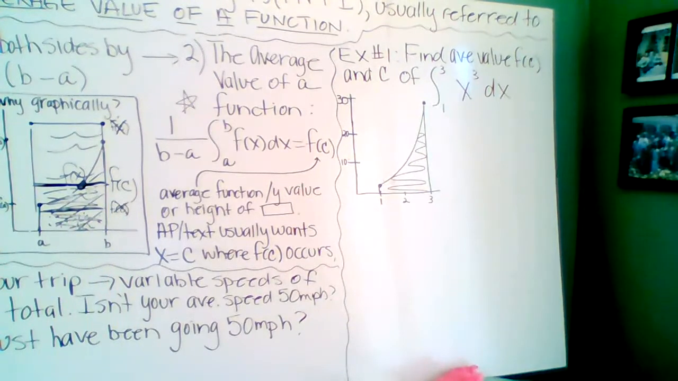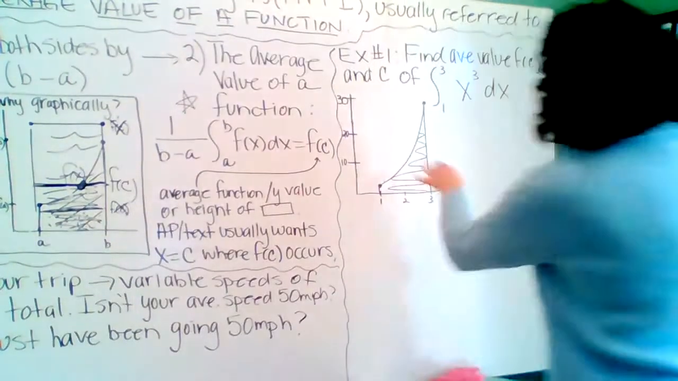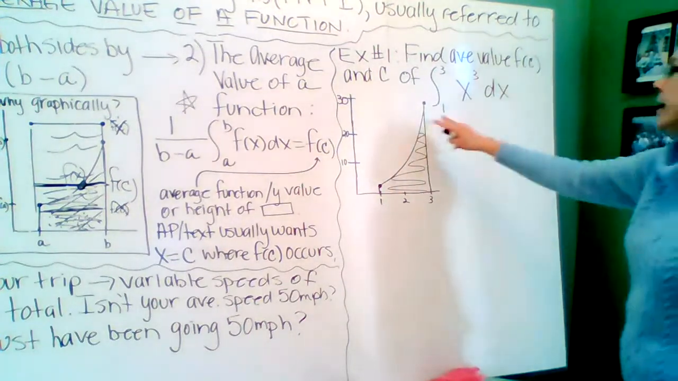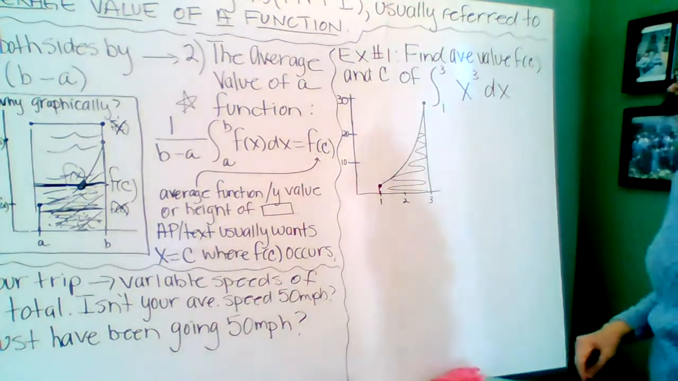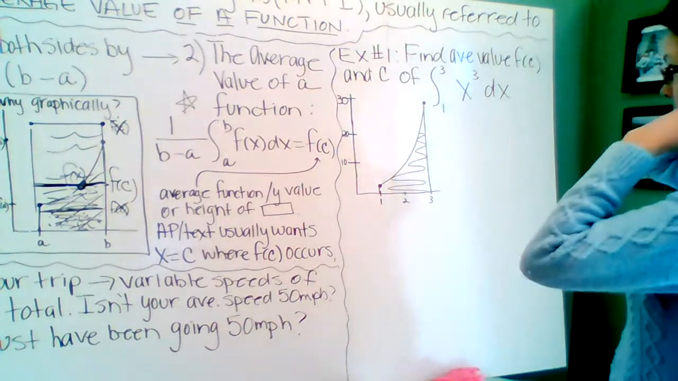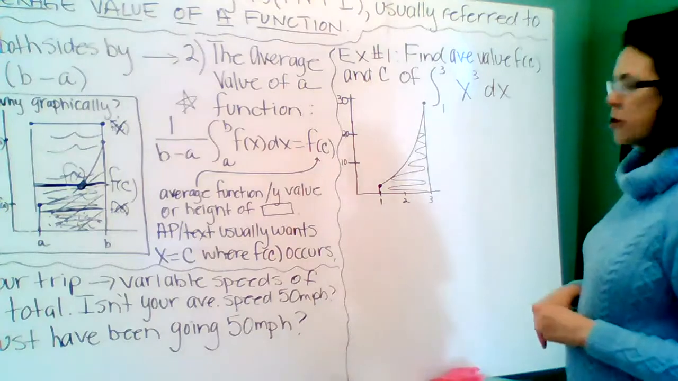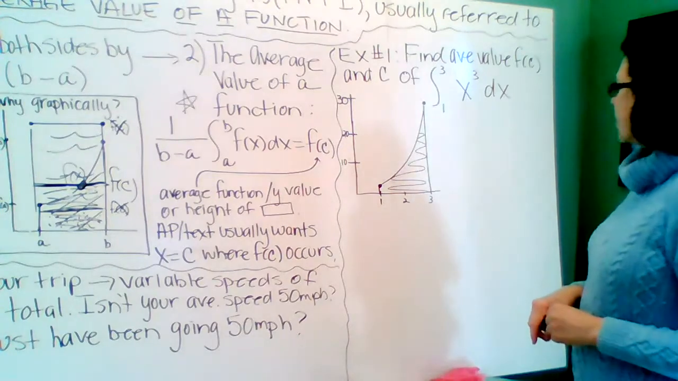All right, so how do you do this? You don't have to draw a picture, but let's go with number 1. Find the average value of f of c and c, the x where it happens, of the integral from 1 to 3 of x cubed dx. So notice I tried to draw us a picture right here, right?